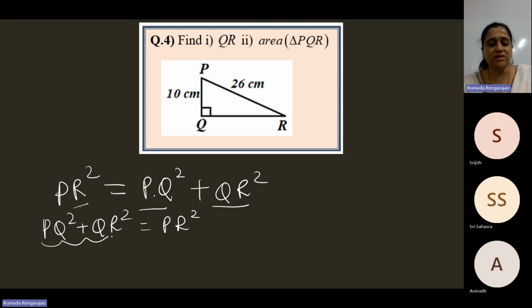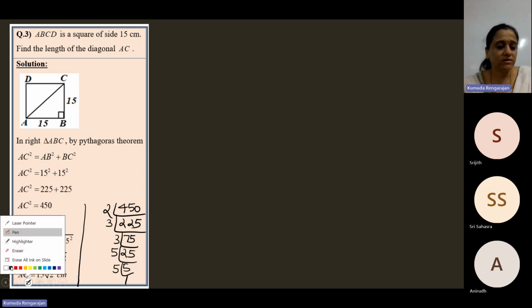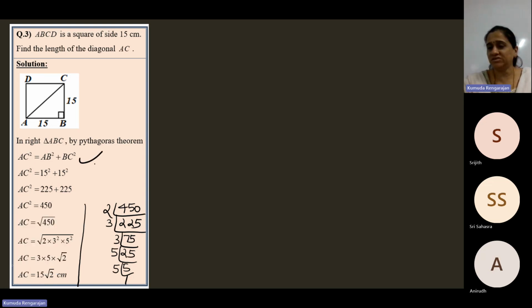Whatever is to be found, try to keep it on the left-hand side. Here we have to find AC, right? So I wrote the result like this: AC squared is equal to AB squared plus BC squared. I have AC on the left-hand side because I have to find AC. Whichever side you need to find, try to keep that side on the left-hand side. That's all it is.